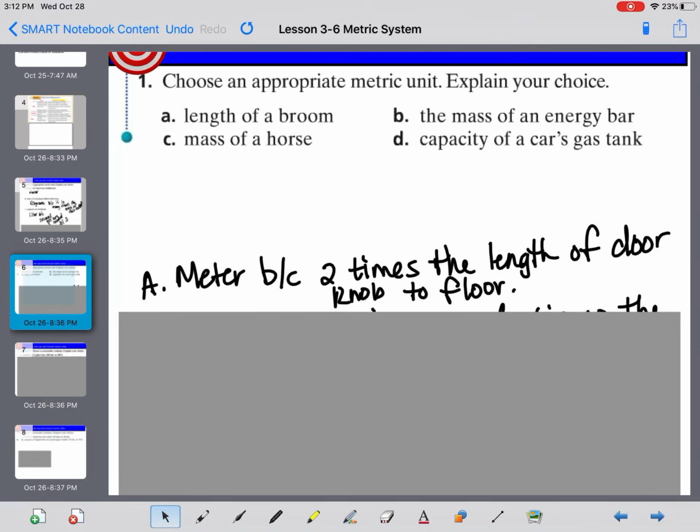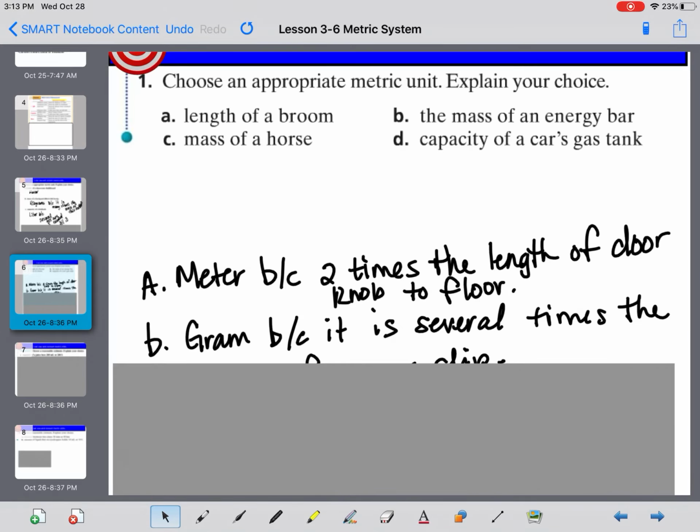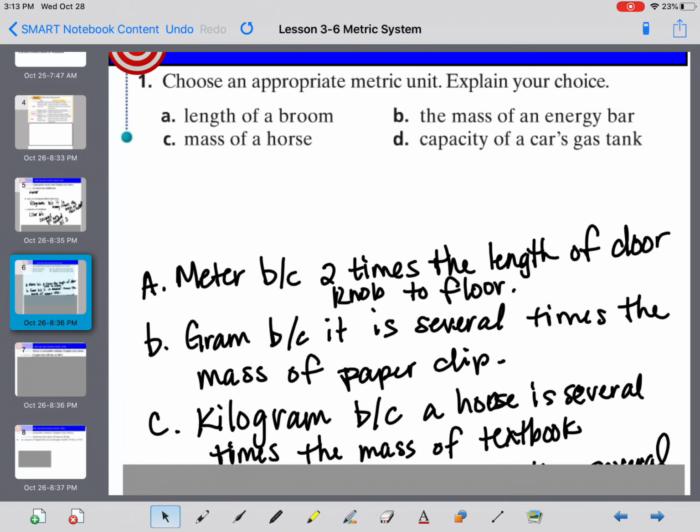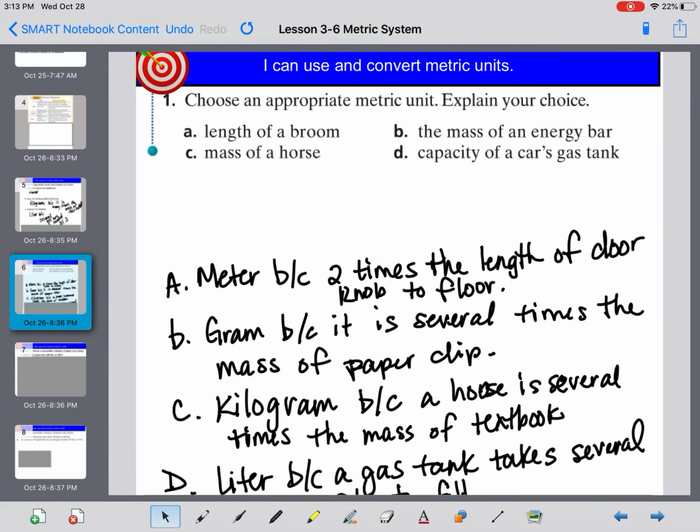So for the first one, the length of a broom, I selected meter because it's about twice the length from the door knob to the floor. So I chose meter. B, the mass of an energy bar. I selected gram because it is several times the mass of a paperclip. C, the mass of a horse. I would not measure the mass of a horse in paper clips because it is so large. So I would have chosen a kilogram because the horse is several times the mass of a textbook. And lastly, the capacity of a car's gas tank. I would have selected a liter because a gas tank takes several quarts to fill.